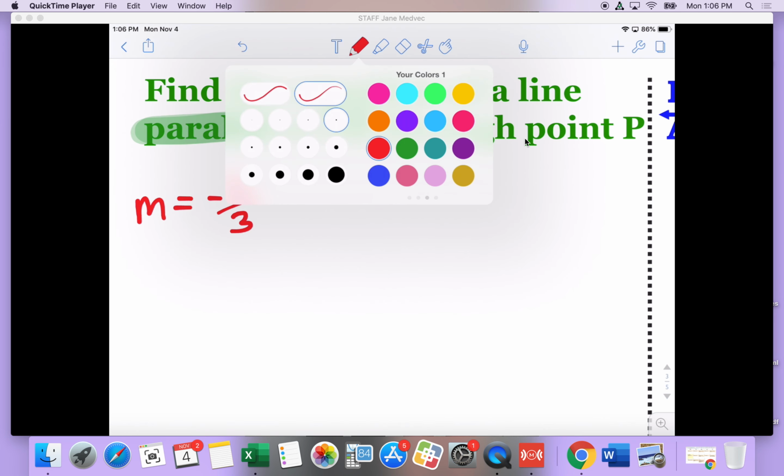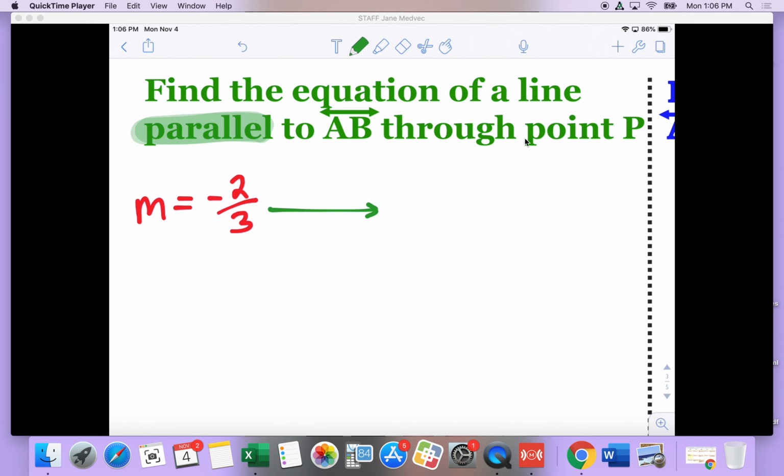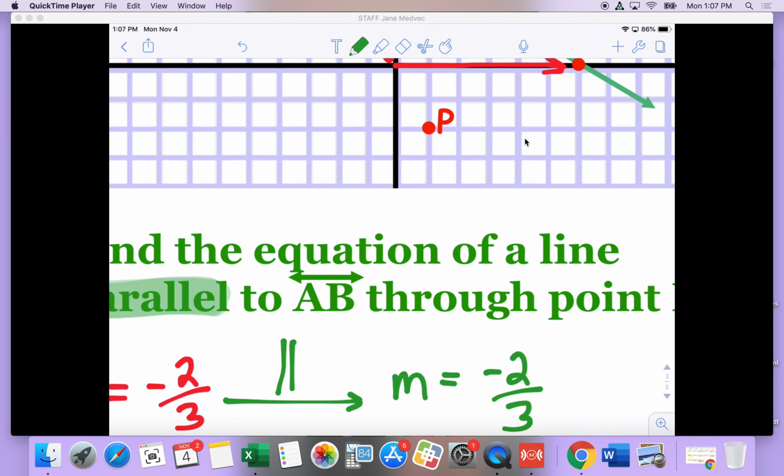So if I'm looking at the new line and I'm doing parallel, what's the slope of the new line? It's going to be the same, right? And you go, well, Mrs. Medvick, why are you writing that down? The reason is it changes where perpendicular is concerned. So can you take the slope from the old equation and look at the new equation? Now I'm going to take the point up here, P.